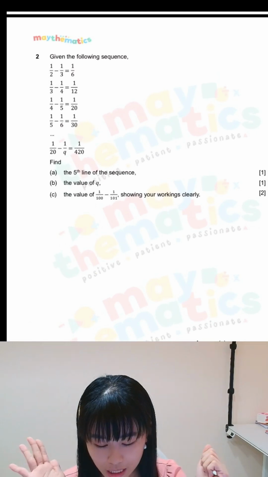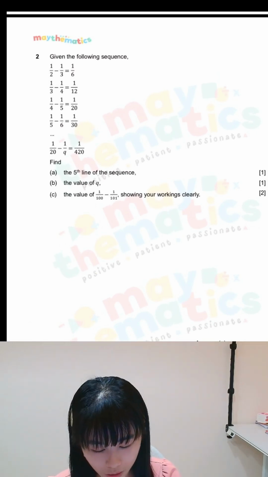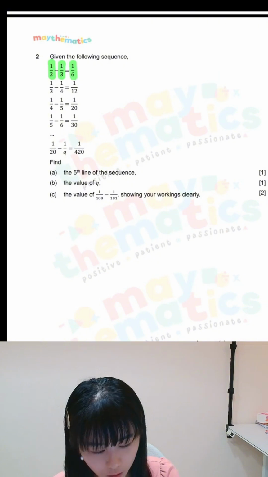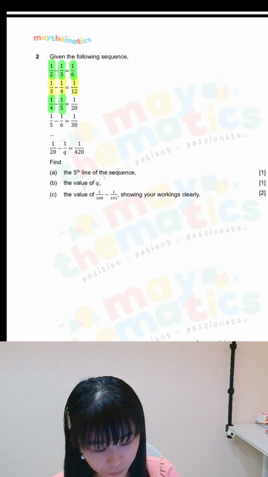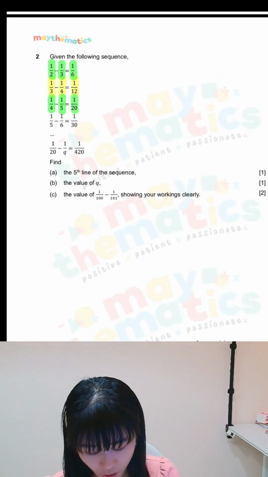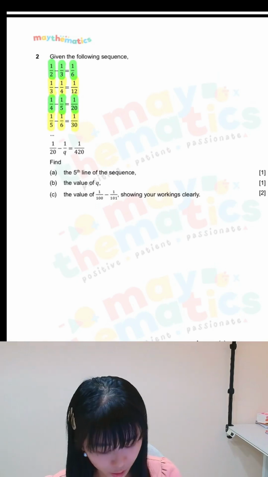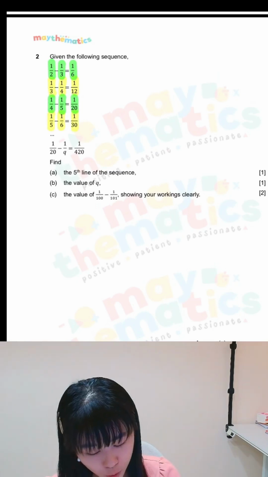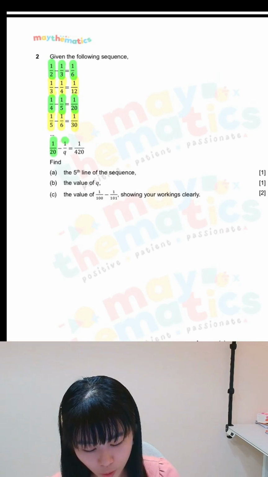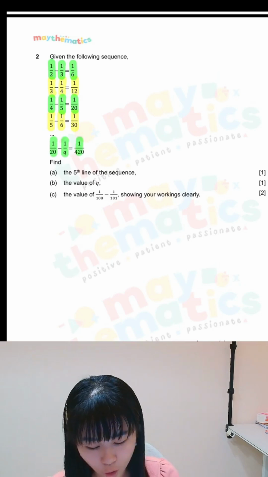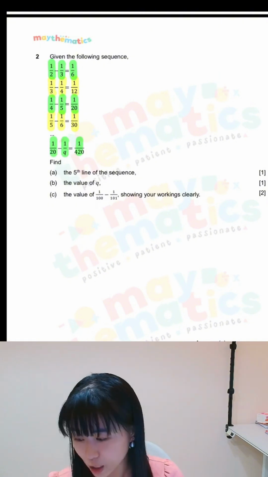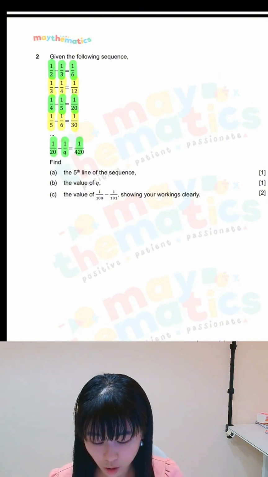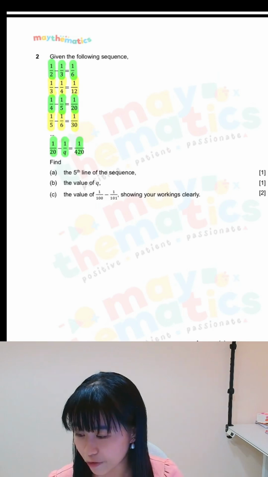Given the sequence, 1/2 minus 1/3 equals 1 over 6. 1/3 minus 1/4 equals 1 over 12. 1/4 minus 1/5 equals 1 over 20. 1/5 minus 1/6 equals 1 over 30. Then they ask: 1 over 20 minus 1 over Q equals 1 over 420. Find the fifth line of the sequence, and then find Q as well.